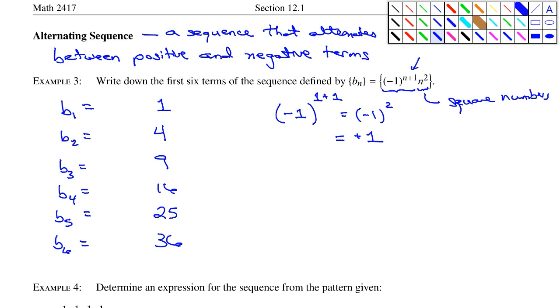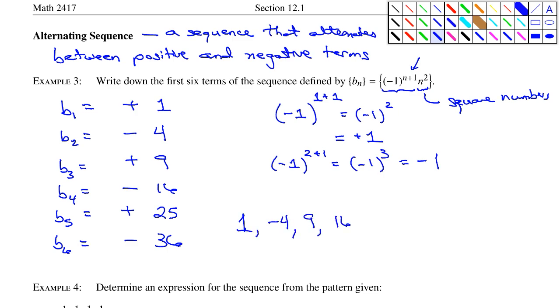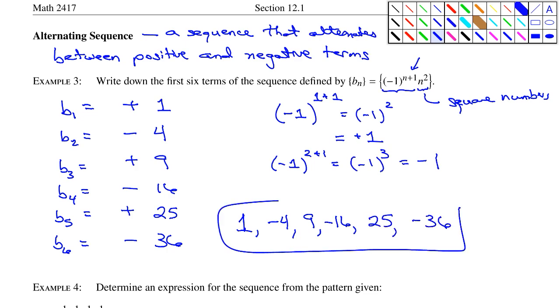So the first term is positive, and then -1 to the 2 plus 1 is -1 cubed, so that would be -1. Well, that's negative, so it just alternates right here. So all of the even indexed numbers are negative, and all the odd indexed numbers are positive. So the sequence is 1, -4, 9, -16, 25, -36, dot, dot, dot.